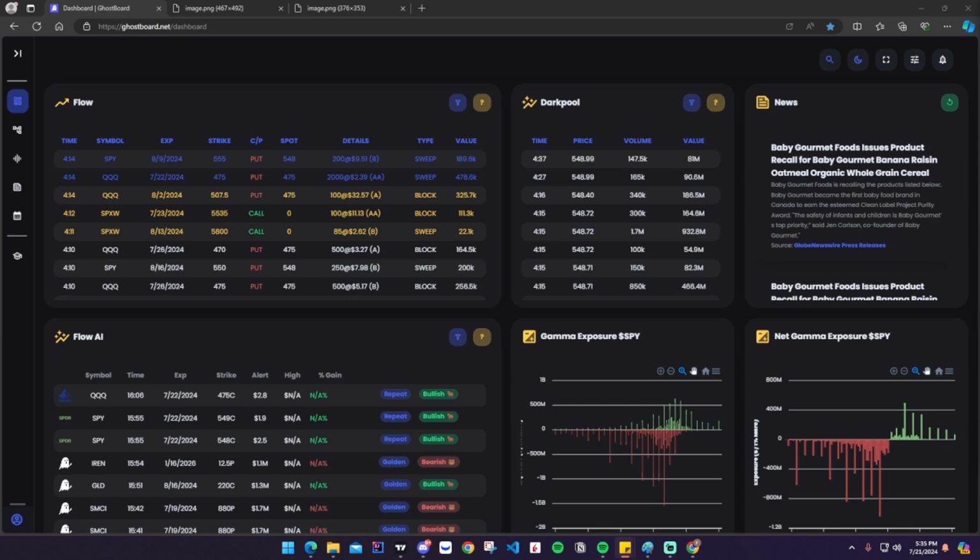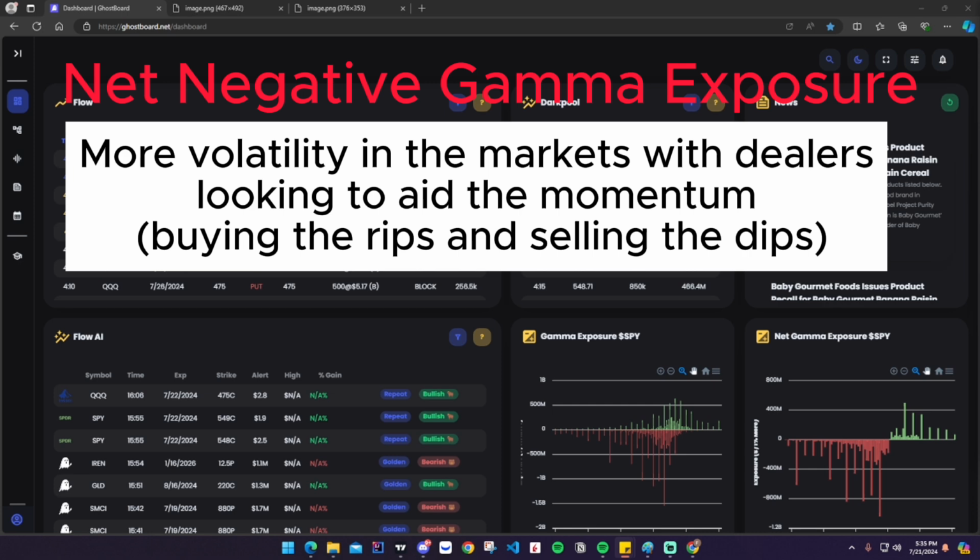So I'll start off with net negative gamma exposure. Net negative gamma exposure basically is identifying that we're going to have some more volatile markets where we're going to have a dip in the market and the dealers are going to be positioning for that dip to continue lower and show more momentum.